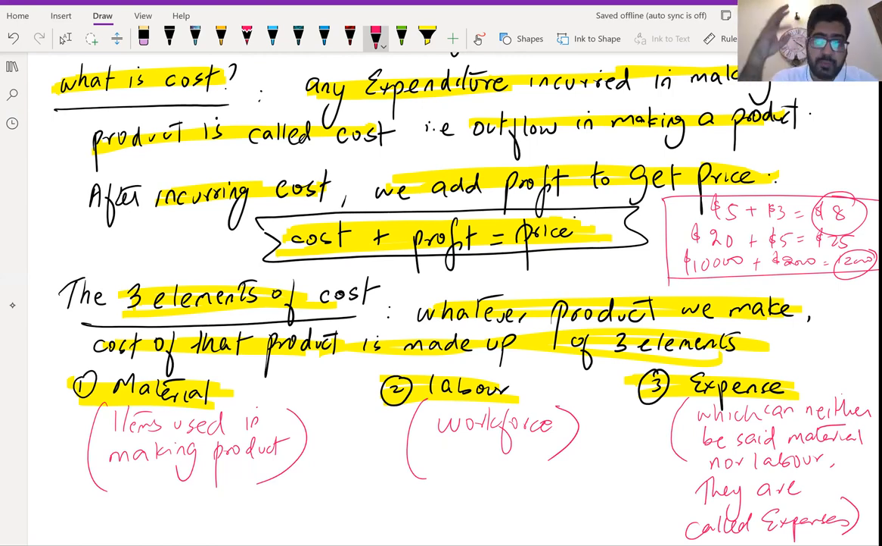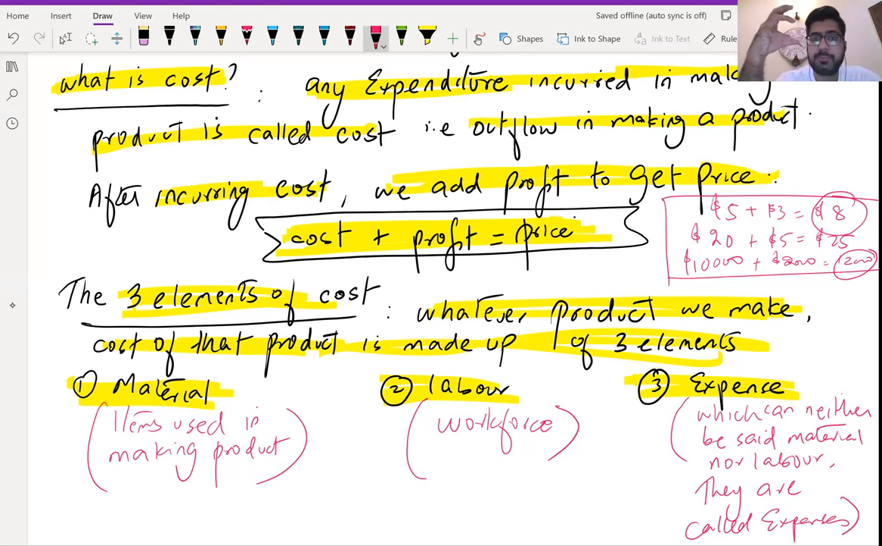Whenever you make a product, you make cake, you make car, you make pizza, you make a house, it costs money. There is some expenditure incurred. That is called cost. Okay. Now, no matter whichever product you make, the cost will always be made up of three elements, because there are three elements of cost. There is no fourth element of cost. The three elements are material, labor, and expense. Okay. Items used in making a product is material.